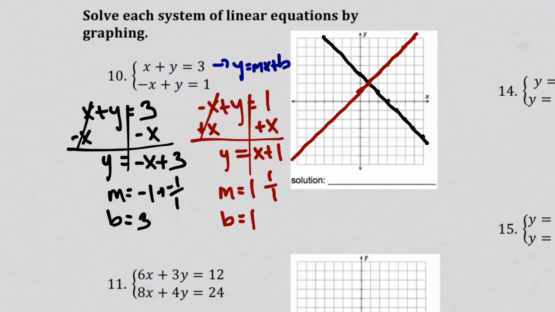There you go. So where is my point of intersection? The point of intersection you can see is right here where the two lines meet, and the value of that point is positive 1, positive 2. So my solution is 1, 2. And I am done.